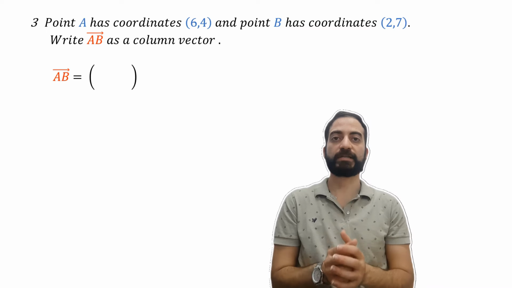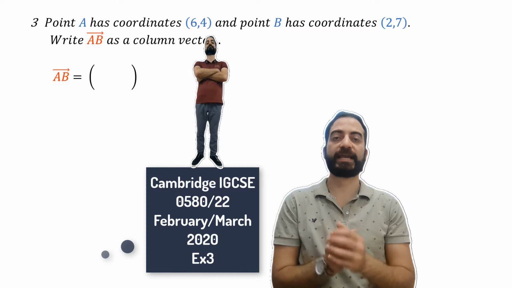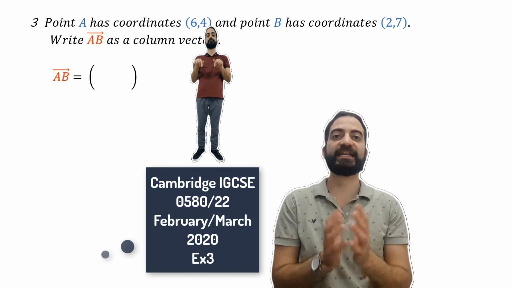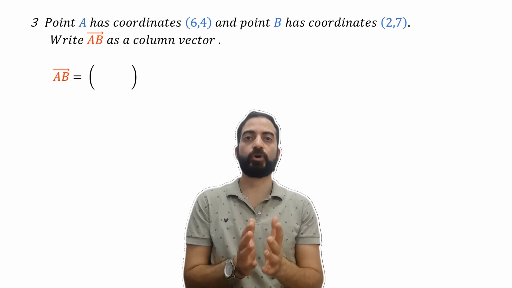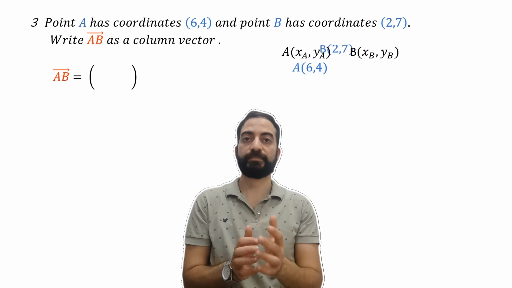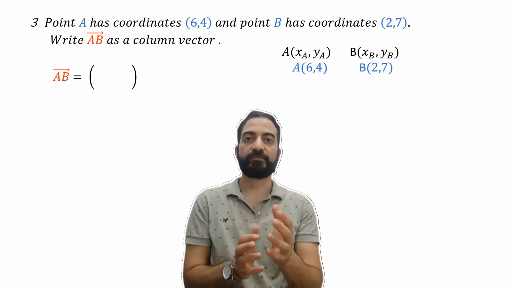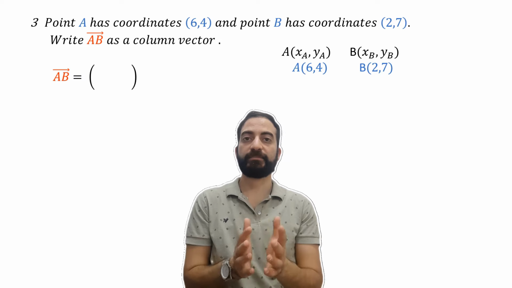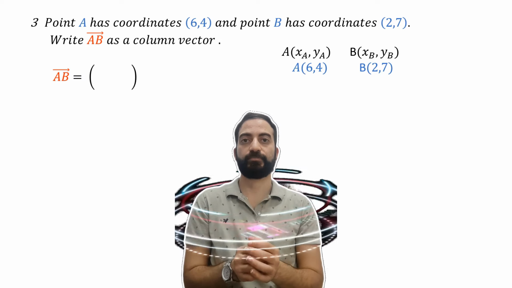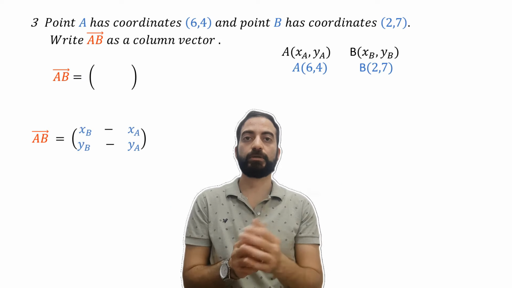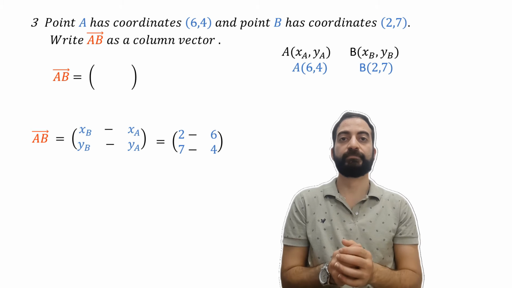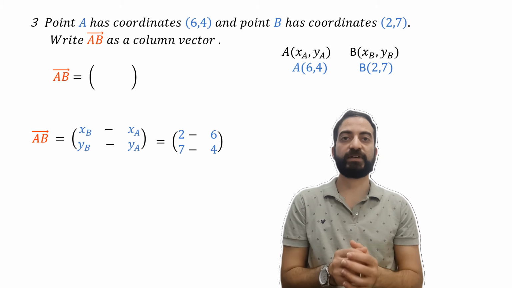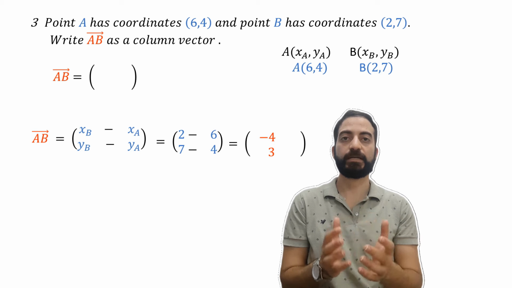Hello everyone, we will start by solving the third question of the Cambridge IGCSE 2020 exam. What is required of us is that point A has coordinates (6, 4) and point B has coordinates (2, 7). Write the vector AB as a column vector. We can simply use the vector rule, which is that vector AB equals (xB minus xA, yB minus yA), and we put everything at its value and get the final answer.